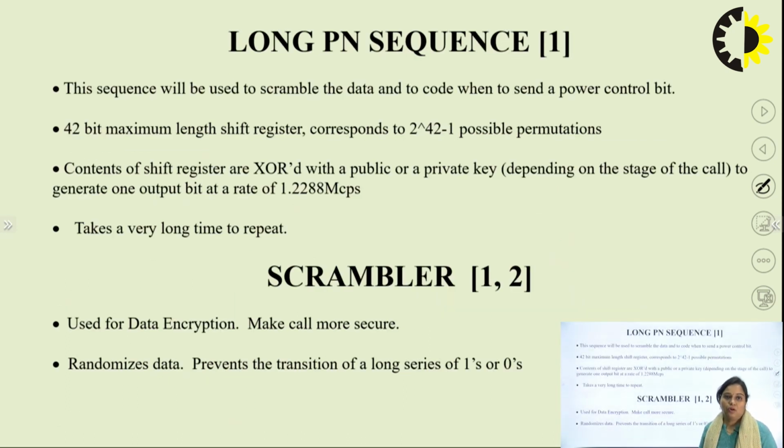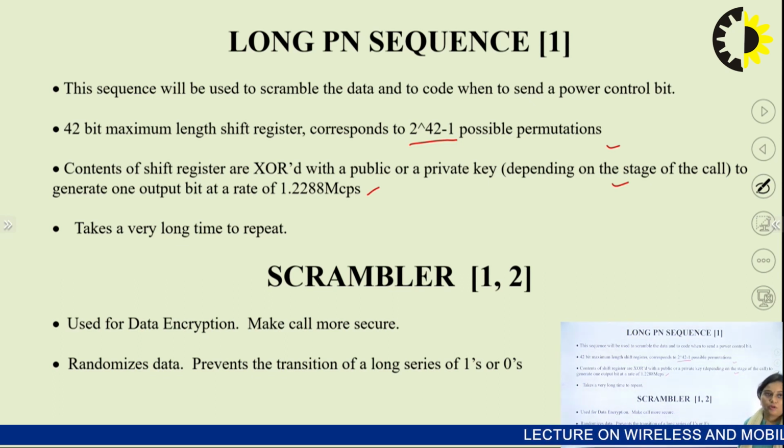Next one is the long PN sequence and scrambler. The long PN sequence length that has been considered is a 42 bit maximum length shift register. It corresponds to 2 to the power 42 minus 1 possible permutations. The contents of the shift register are XORed with a public or private key depending on the stage of the call to generate one output bit at a rate of 1.22 MCPS, and it takes a very long time to repeat. So, this is the case for the long PN sequence.